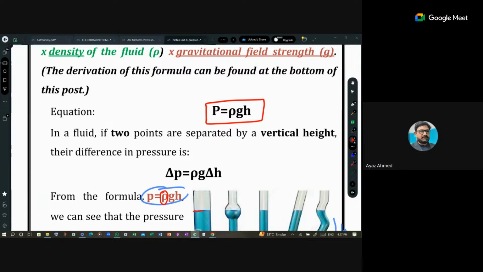If I define the equation, it is basically to be recalled from memory, and that is equal to rho g h. What is equal to that? Rho g h. Rho is density, g is gravitational field strength, and h is height.